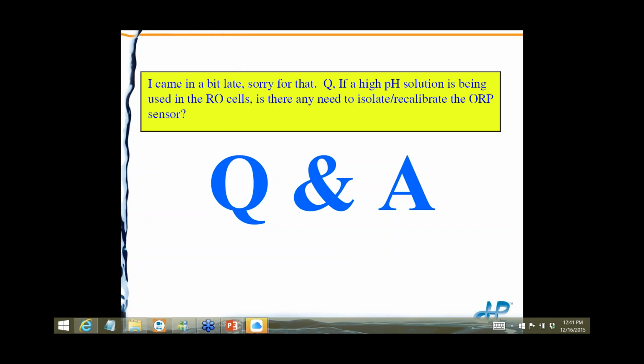If a high pH solution is being used in the RO cells, is there any need to isolate and recalibrate the ORP sensor?